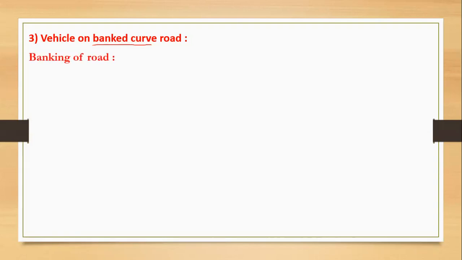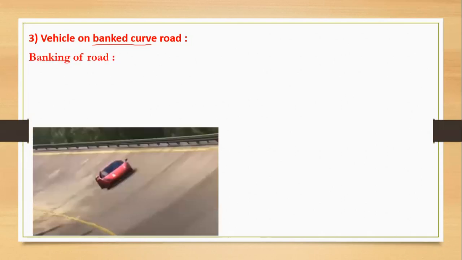So, banking of road means what? You can see a diagram. In that diagram, banking of road is mentioned. The arrangement of road which you can see in the diagram is the banking of road.